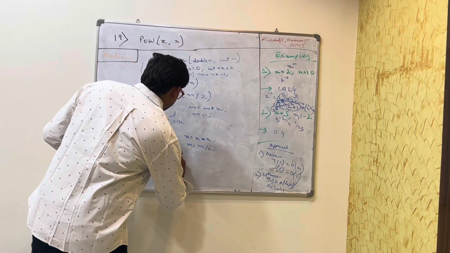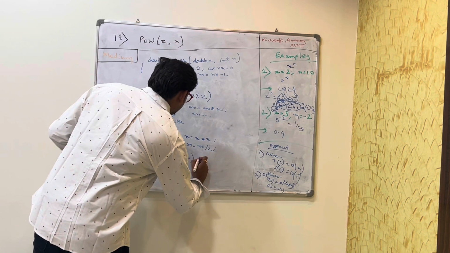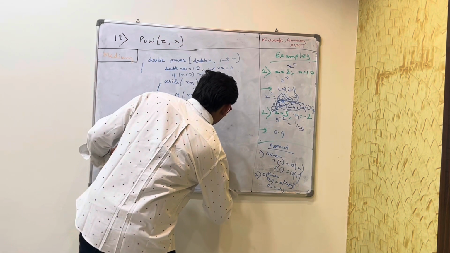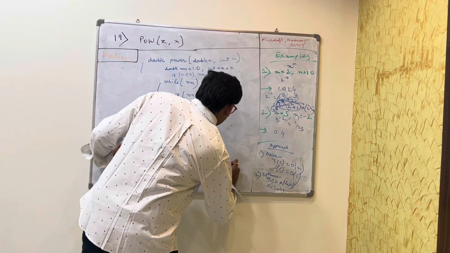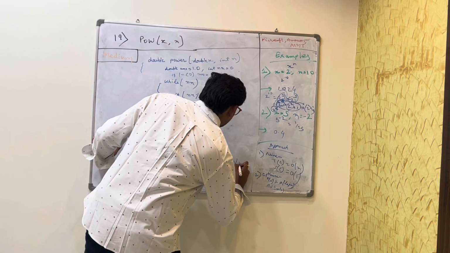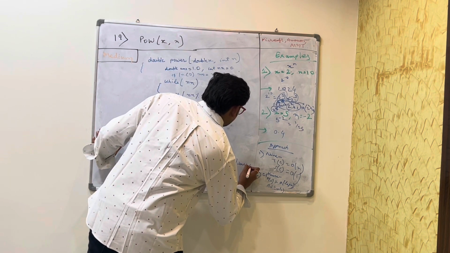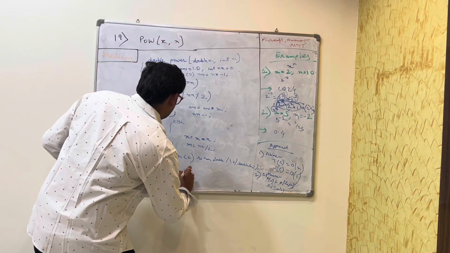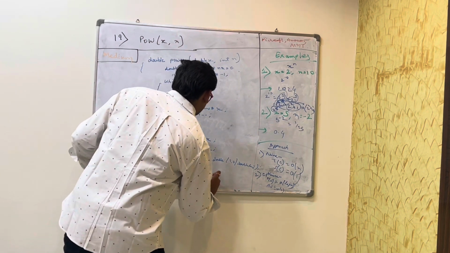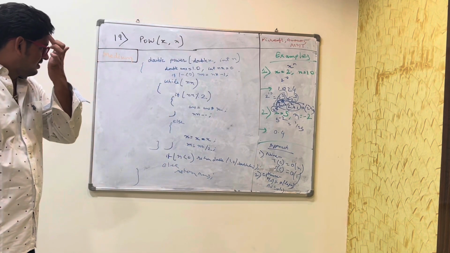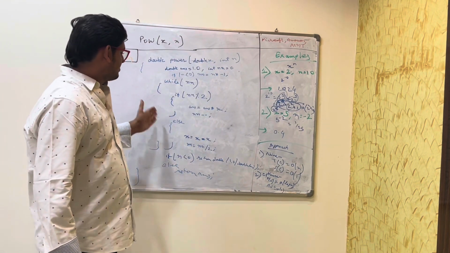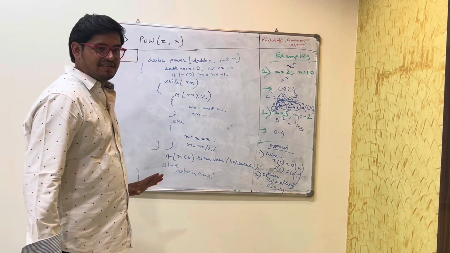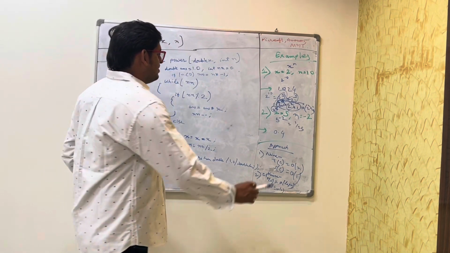If n is negative, then return 1.0 by double of answer. Else return answer. So this is done. This is order of log n time complexity. Let's discuss this, how this solves the problem in this way.